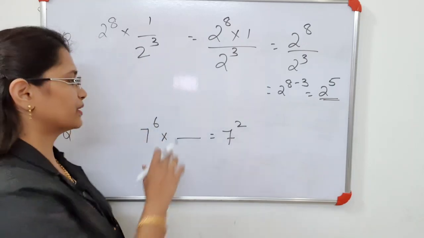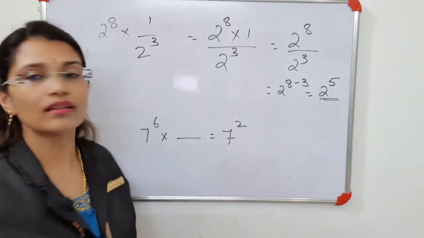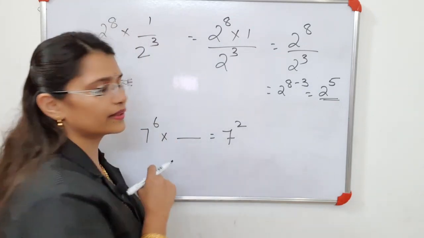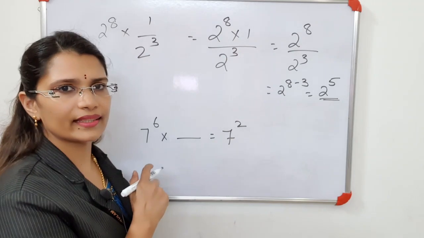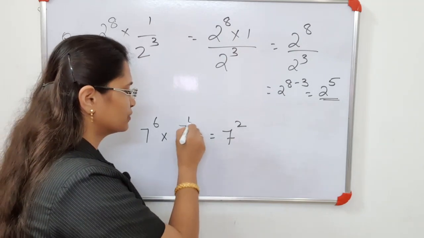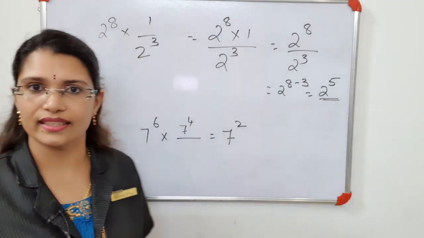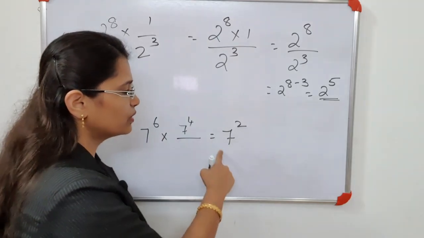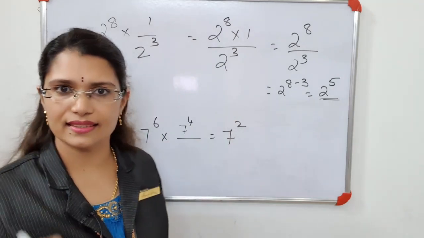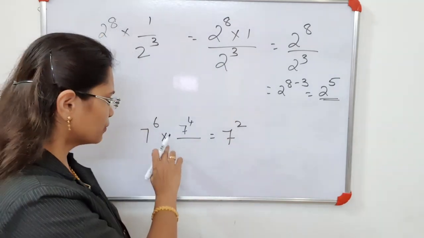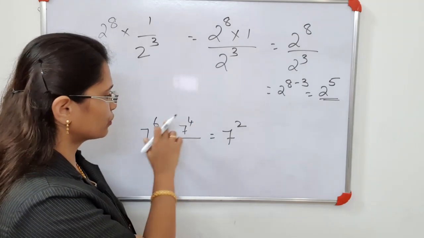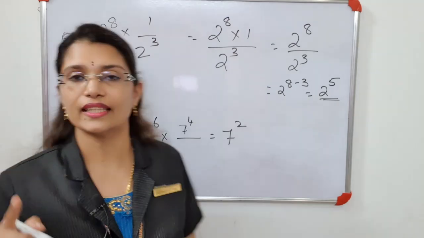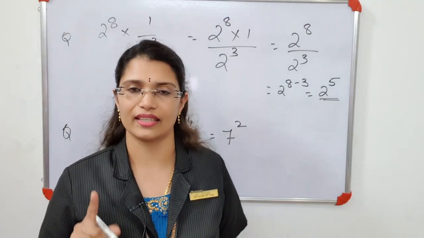You know that the difference between these two numbers, 6 and 2, is 4, right? So can we write 7 to the power 4 here? Let's see. But you have already learned that x raised to m into x raised to n is equal to x raised to m plus n, right? So if you multiply 7 raised to 6 by 7 raised to 4, x raised to m plus n means 7 raised to 6 plus 4, which is equal to 7 raised to 10.